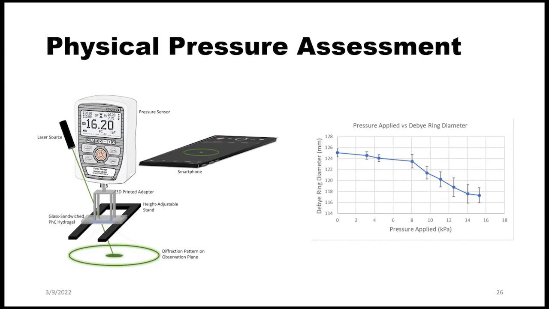So before we move to testing the sample with ultrasound pressure, we tested the sample under physical pressure, to see if the diffraction changes its size based on the applied pressure. So we find that applied pressure causes the diffraction to shrink, and the relationship with increasing pressure is shown in the graph here.